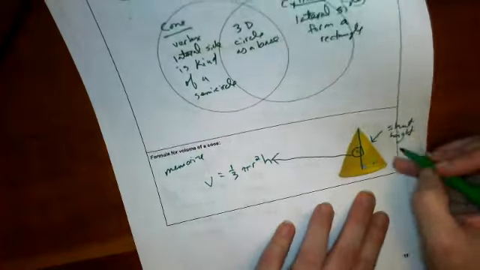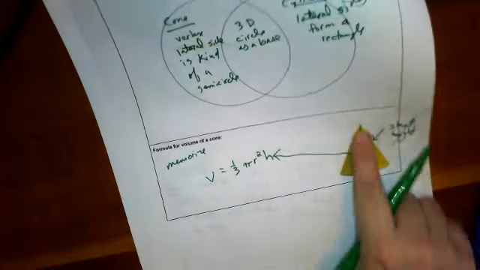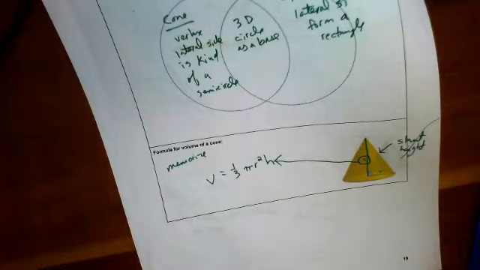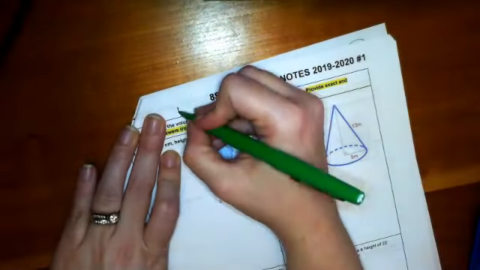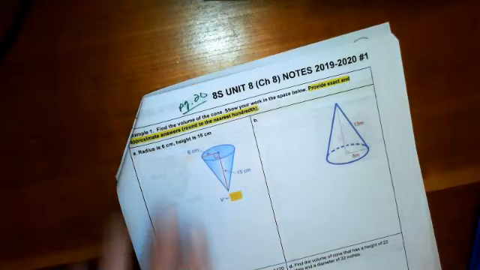Okay, the slant height, and that's not the one we're using. We're using the straight drop down height, okay? Let's go ahead and flip the page. We are now on page 20, okay?